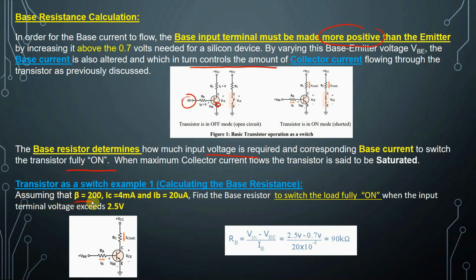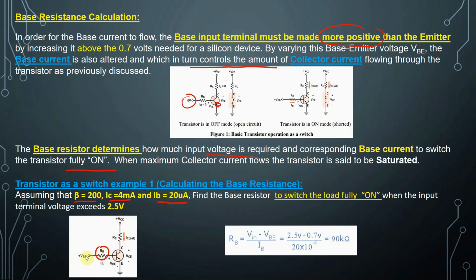Assuming we have the beta of the transistor 200, the required IC is 4 milliampere, and IB is 20 microampere, right? The saturation current IB is 20 microampere. So what will be the value of your base current? You need to design your circuit and provide the exact value of RB so that you will have IB equal to 20 microampere. So we will see how to calculate RB.